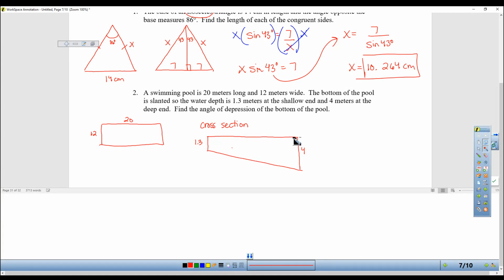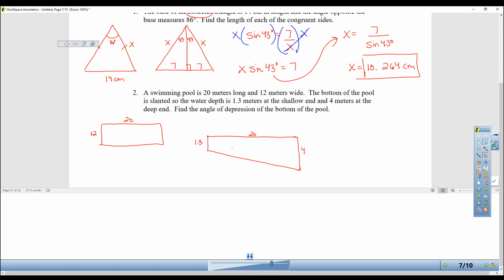The pool's length is 20. And interestingly, the 12 doesn't affect anything. If I were going to draw it, it would be like that. It would be 12 meters. So now it's like a 3D, not a great 3D, but the best I can do, 3D of this pool. But we actually don't even need the 12. We just need to know the cross section of the pool, which would look like this.